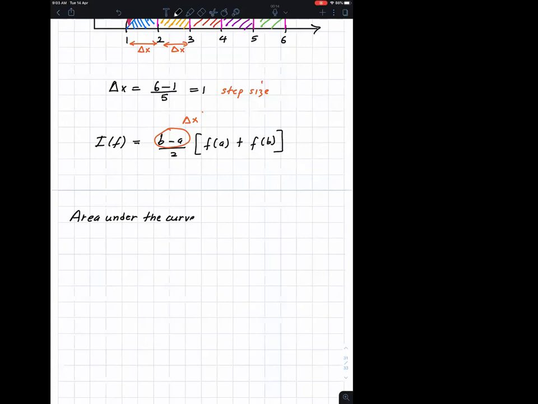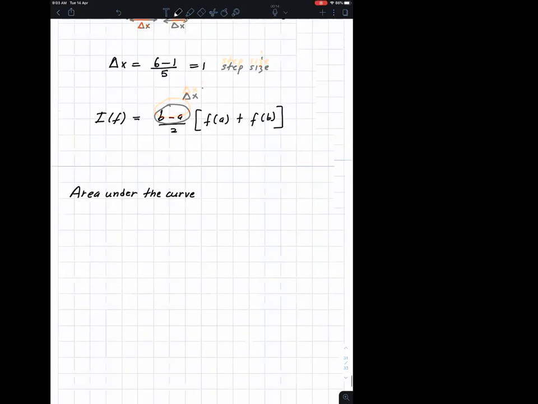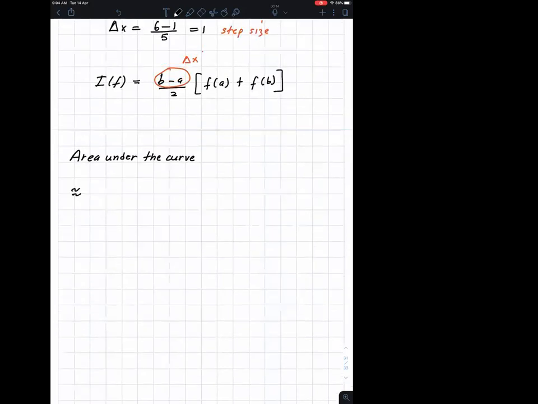Area under the curve can be approximated by that formula. So the formula is delta x divided by 2. Let me rewrite this formula for this problem. It's delta x divided by 2, plus fb. Just apply this formula for every segment.